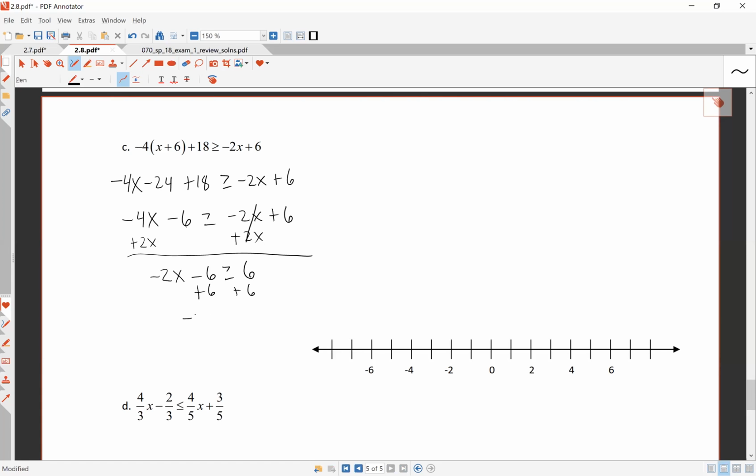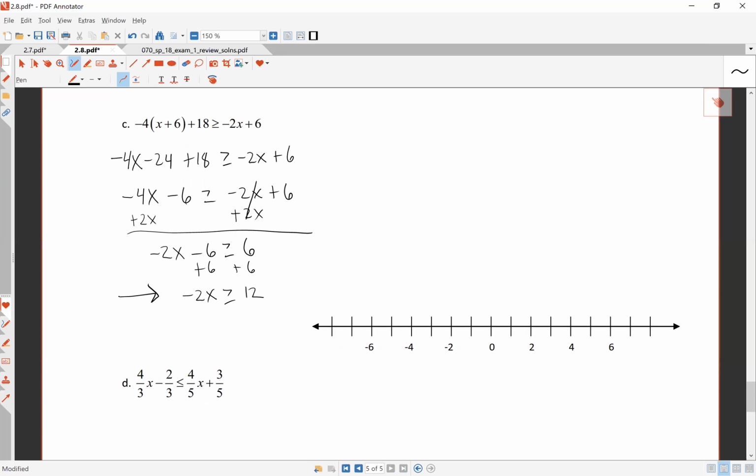It's this step where you ask yourself, am I going to have to flip? And in this case, having a coefficient of negative 2, when I divide both sides by negative 2, I need to flip that symbol over. And that gives me x is less than or equal to negative 6.